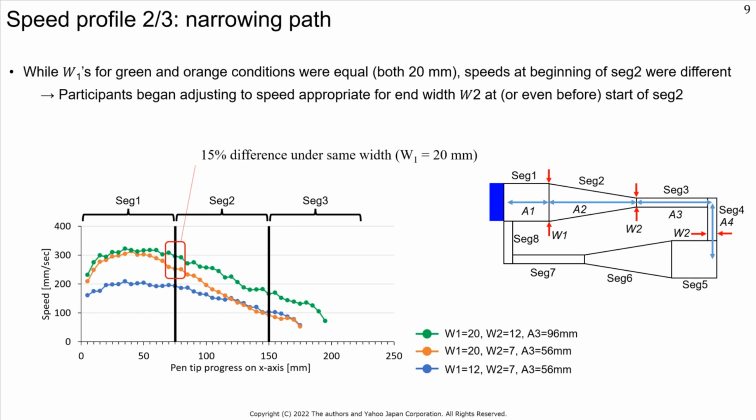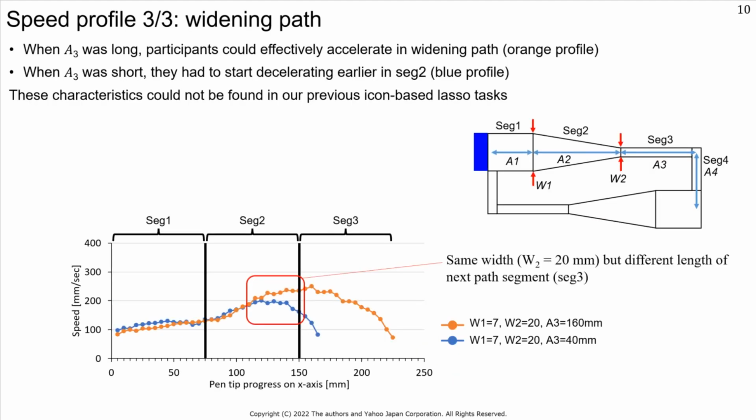Last is the widening path conditions. The orange speed profile shows that the speed gradually increased in segment 2. However, for the blue speed profile, the participants began to decelerate in segment 2, although the path end width was the same 20 mm. This was because the length of segment 3 was shorter for the blue speed profile. So the participants changed their behaviors by anticipating the future path and future corner.